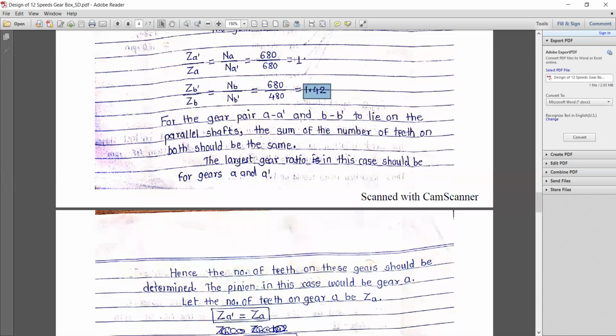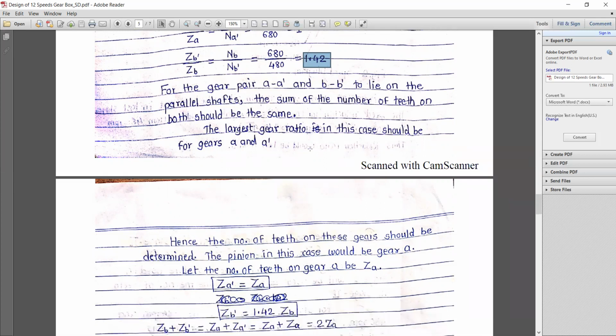For the gear pairs A and A dash, and B and B dash, which lie on parallel shafts, the sum of the number of teeth on both pairs should be the same. This is a condition which we discussed in the second theory lecture. Everybody please note down, this criterion must be fulfilled in each design. The largest gear ratio in this case should be for gear A and A dash as per the figure.